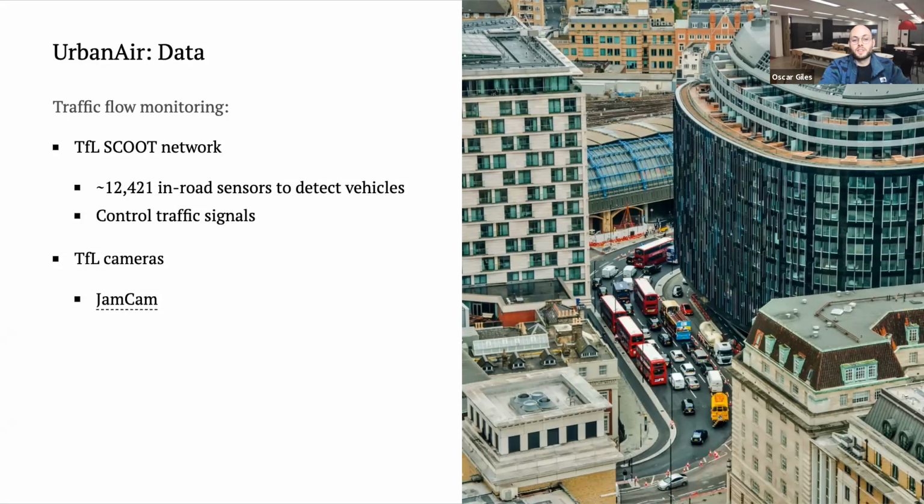The first is Transport for London's Scoot network, which consists of about 12,000 in-road sensors that are spread around London, and these basically just count vehicles as they drive over the top. This system was developed initially to control traffic signals. The other source of information we have is from TfL's traffic cameras. They have a lot of traffic cameras, and the data feeds for these are publicly available. So we can use those to monitor traffic around the city.